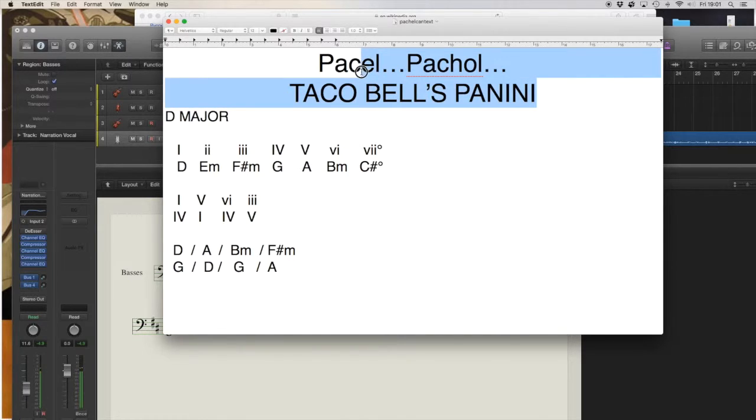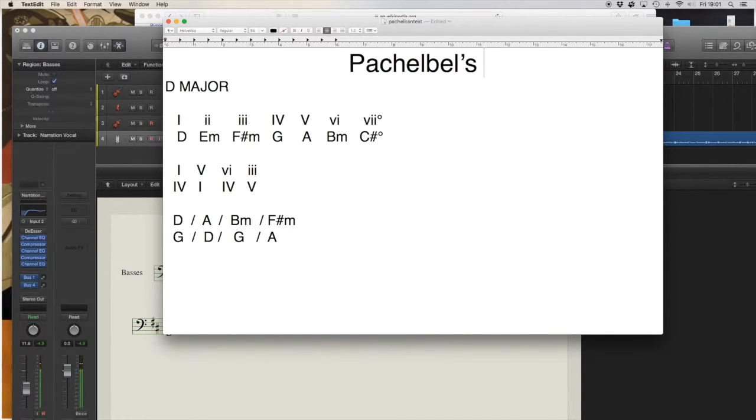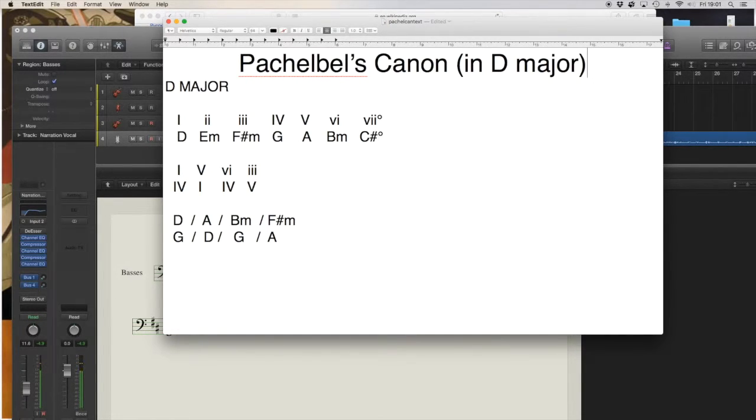This week we'll be looking at one of the granddaddies of all chord progressions. That's Pachelbel's Canon in D major. The Pachelbel progression is a 1 5 6 3 4 1 4 5.